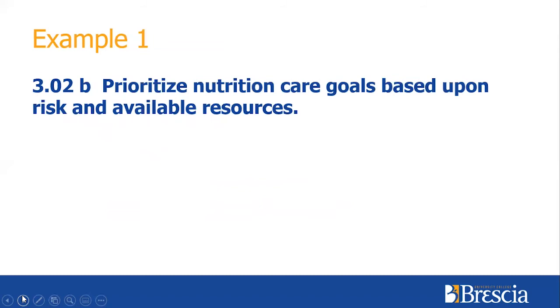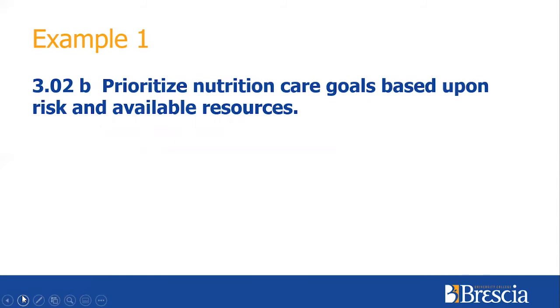What does demonstrating competence look like? This video will conclude with a few descriptions and examples of the various performance ratings across some common placement experiences. In a clinical setting, consider Performance Indicator 3.02b to prioritize nutrition care goals based upon risk and available resources.